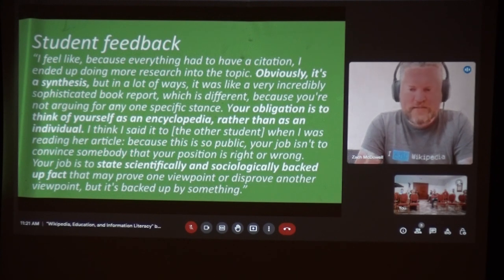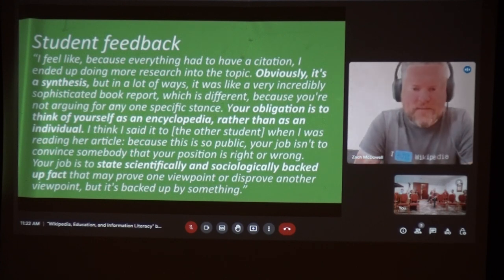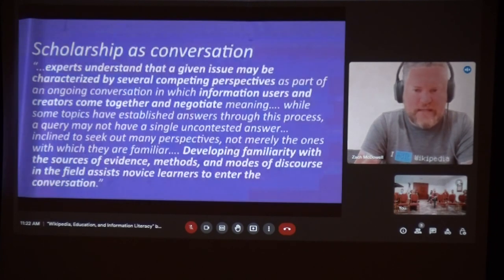State scientifically and sociologically backed-up facts that might prove one viewpoint or the other, but they're not talking about trying to argue, but instead stating this information. Now, they still use the term facts, of course, but what we all know they mean is a neutral representation of reliable information, right? So it's a verifiable representation, which definitely meets this idea of research as inquiry.